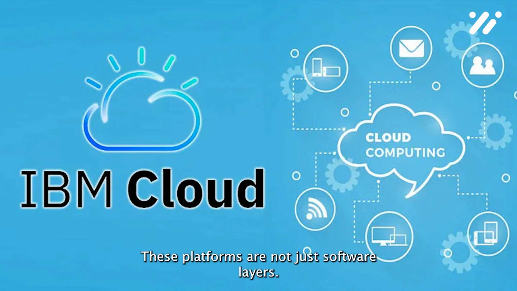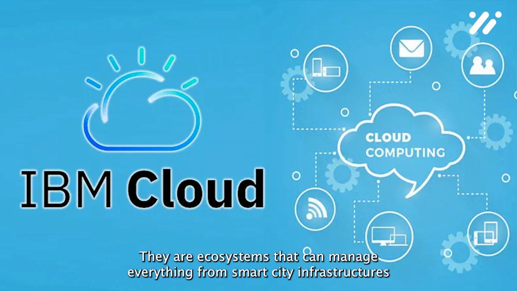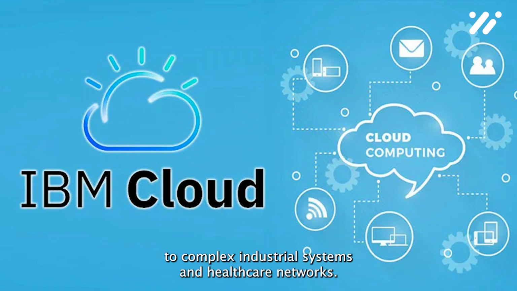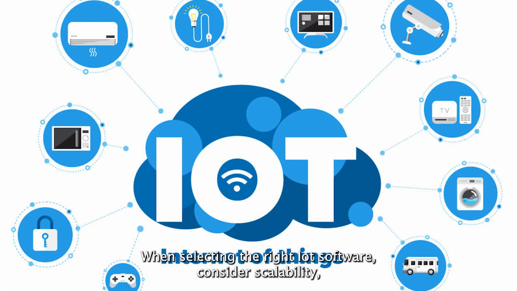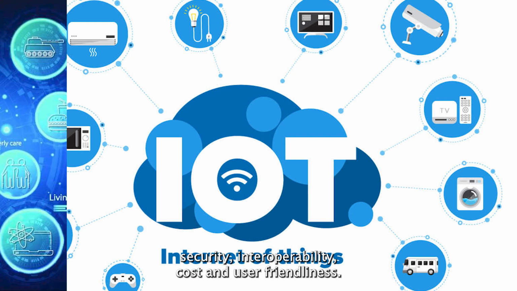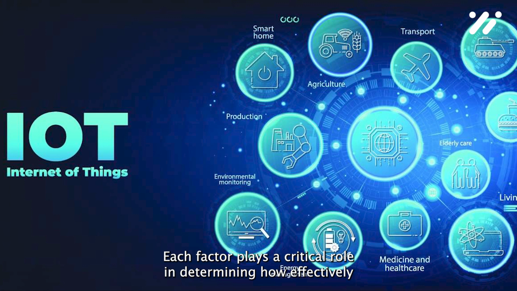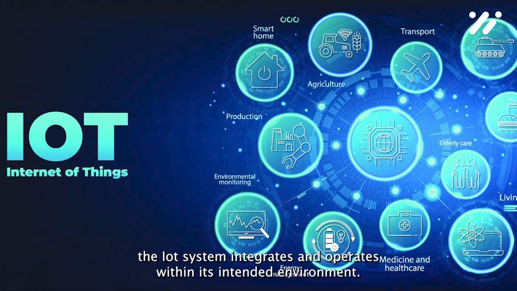These platforms are not just software layers. They are ecosystems that can manage everything from smart city infrastructures to complex industrial systems and healthcare networks. When selecting the right IoT software, consider scalability, security, interoperability, cost, and user-friendliness. Each factor plays a critical role in determining how effectively the IoT system integrates and operates within its intended environment.